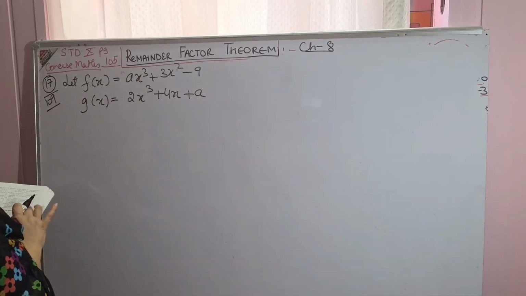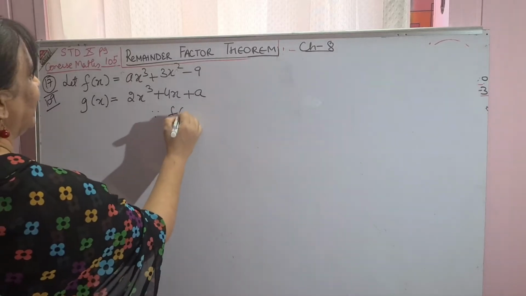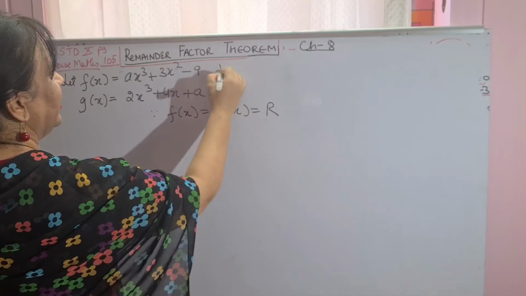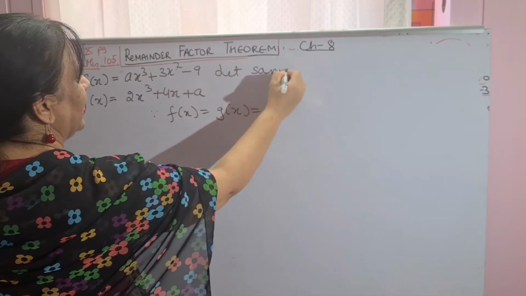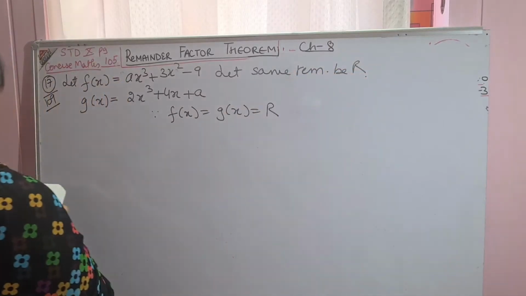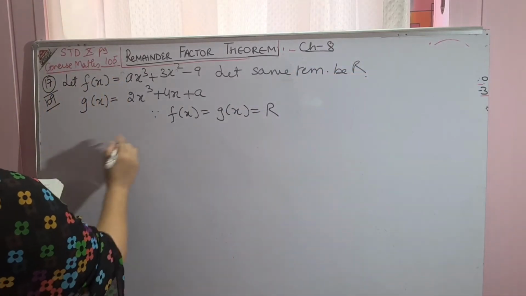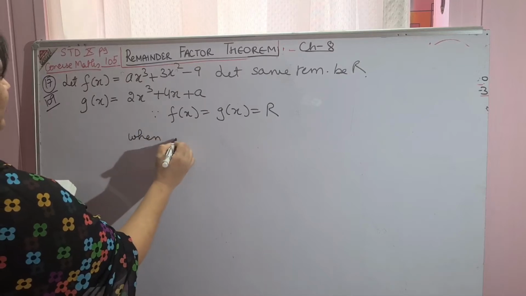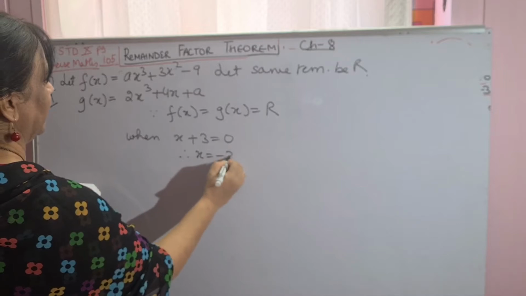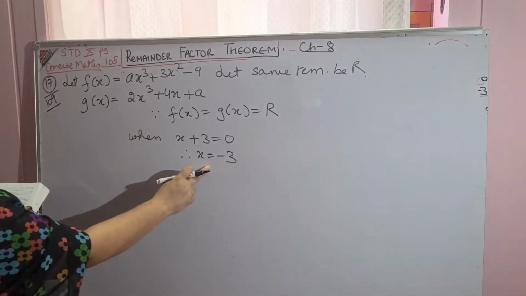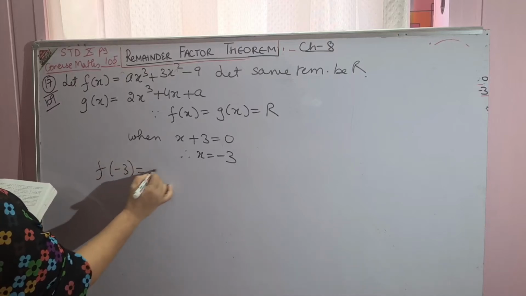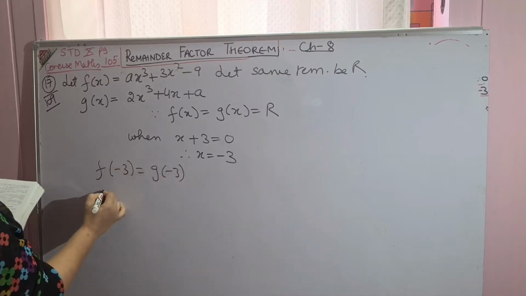and see, leaves the same remainder, means f(x) polynomial is equal to g(x) polynomial is equal to same remainder. You can write here, let same remainder be R, capital R. So when divided by x plus 3, both the polynomials are divided by x plus 3 is equal to 0, or x is equal to minus 3. Now you note down the presentation, how I presented it. Put the values, f(minus 3) is equal to g(minus 3), and you can find the values.